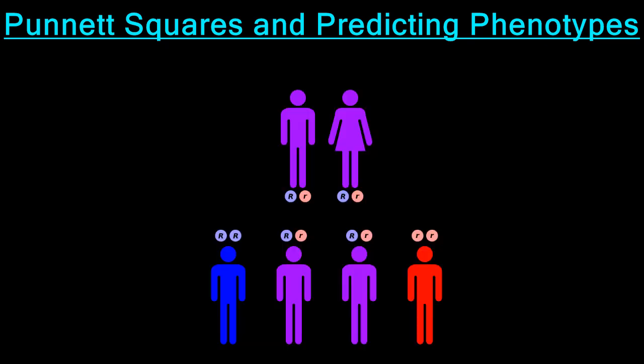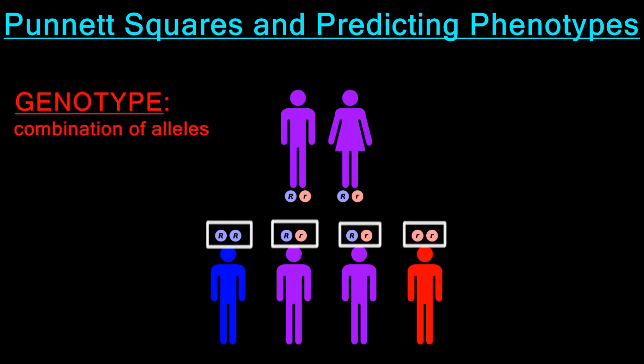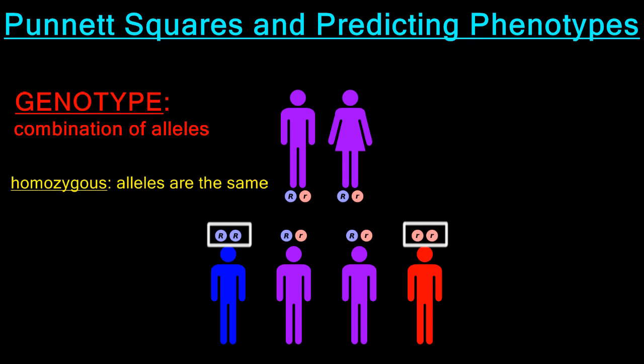For each trait, an individual inherits two alleles, one from their mother and one from their father. The combination of two alleles from the parents are the individual's genotype. A genotype is expressed with two letters. If the two letters are the same, for example, big R big R, or little r little r, that individual is called homozygous or purebred.